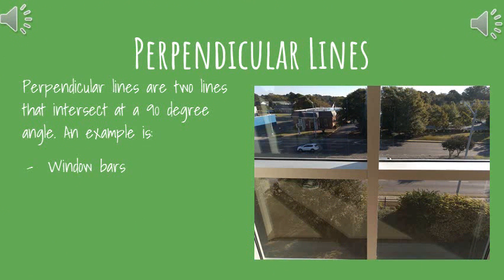Perpendicular lines are two lines that intersect at a 90-degree angle. An example is window bars. Go to the next slide.